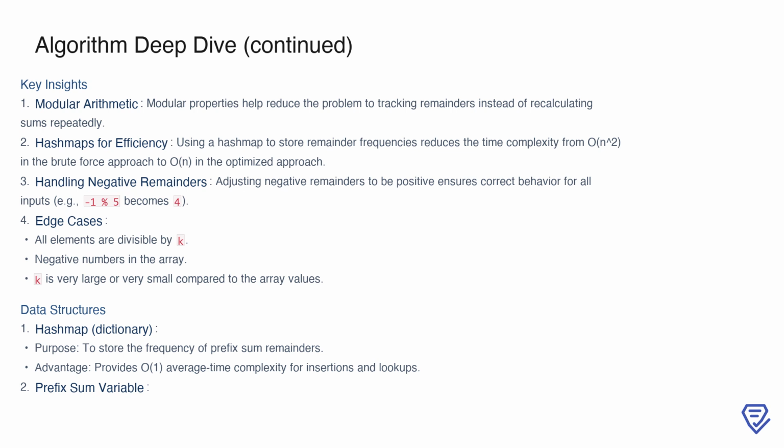Third, handling negative remainders is essential to ensure the solution works universally, as negative numbers in the array can produce remainders less than 0. By adding k to these remainders and taking modulo k again, we normalize them to a positive range. Lastly, considering edge cases is important. For instance, if all elements are divisible by k, the array will have a high frequency of remainder 0. Similarly, when the array contains negative numbers or when k is much larger or smaller than the array values, the algorithm should still operate correctly. By combining these insights, we ensure the solution is robust and efficient.